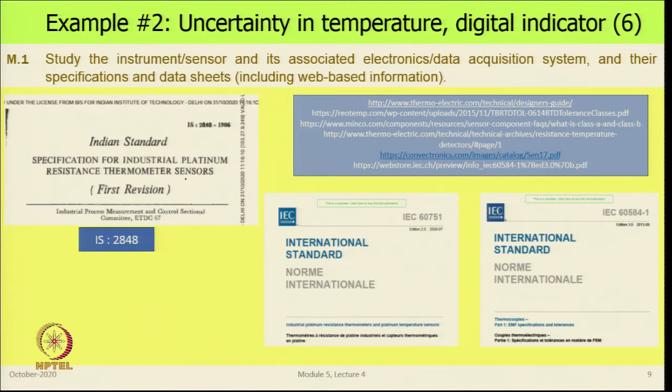For resistance temperature detectors, which are called platinum resistance thermometer sensors, what we have been calling RTD, we have IS 2848, which is the latest version from a few years back, and it gives us all the details of the sensor. This is one standard that we can freely download and have a look at. But as far as RTDs go, there is an international standard, IEC 60751.